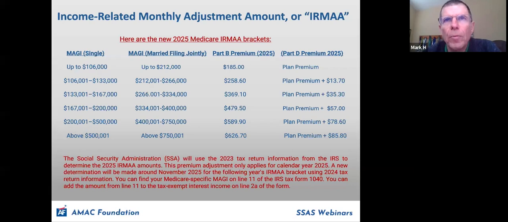So just because IRMAA applies for you or you fall within one certain tier, there's no guarantee the next year you'll have that same tier that will apply. There might be a lower tier or even no tier in the way of a surcharge.